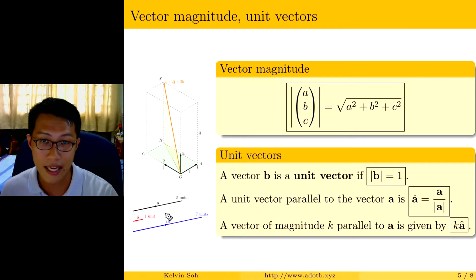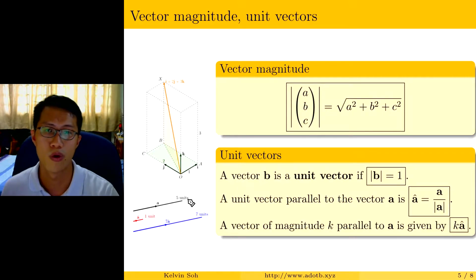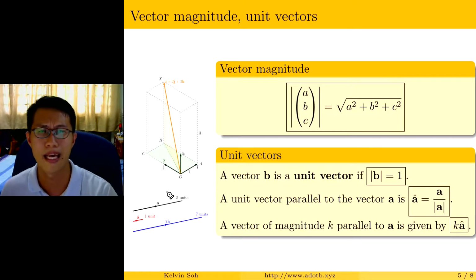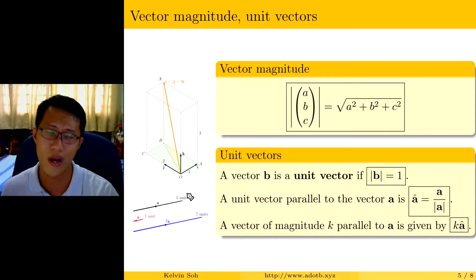Given a vector A that is 5 units long, we often would like to create a vector that is parallel to A that is 7 units long. The answer is not 7A, because 7A multiplies A by 7 times. So we're given something that is 5 units long, multiplying by 7 gives us something that's 35 units long. That's not quite what we want.